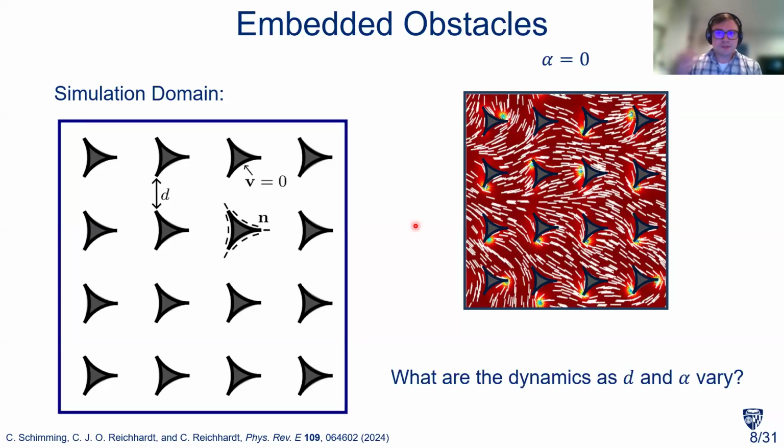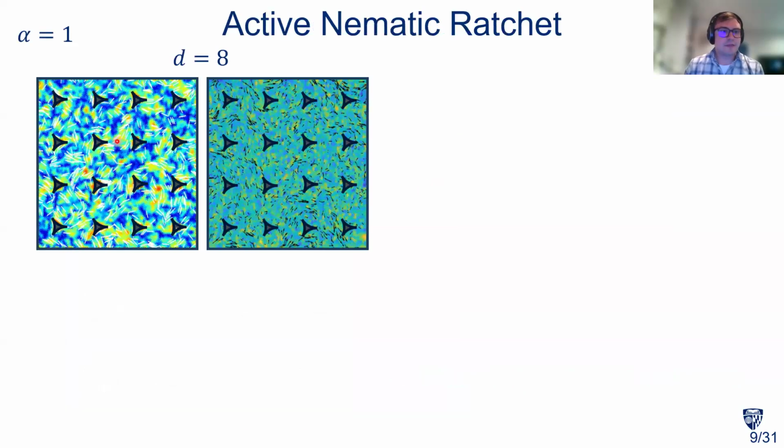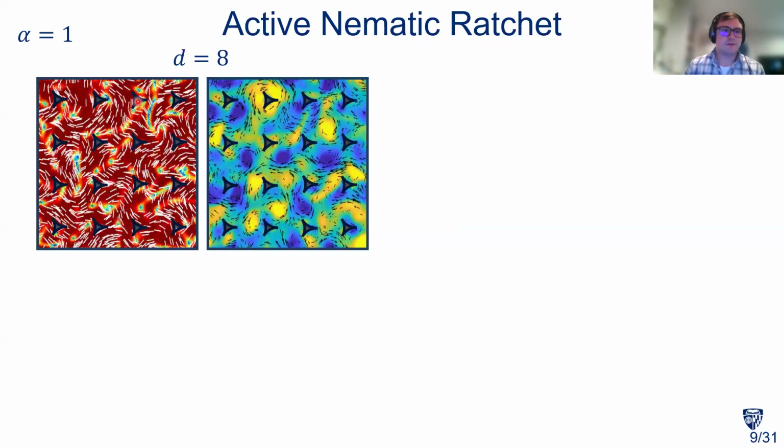And so what we wanted to ask then, if we turn up the activity, what types of flow states will we get as we vary both the activity and the gap distance between these obstacles. So let me show you, if the gap distance is relatively large, in this case d equals 8, and just a note about the units in the simulations, 1 corresponds to a diameter of a topological defect here. So d equals 8 means about 8 topological defects could fit in between here.